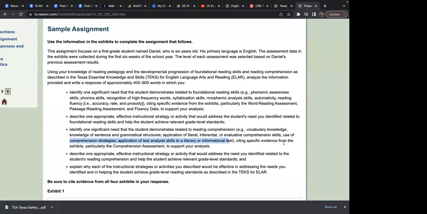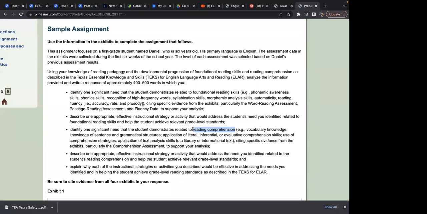citing specific evidence from the exhibits. Again, there's exhibits, particularly a comprehension assessment, because this one is all about reading comprehension. Comprehension is just a fancy word for understanding. Did they understand what they read? And they won't understand what they read if they don't have good vocabulary knowledge and they don't have a way of deciphering unfamiliar words, decoding new or unfamiliar words, right? They're just not going to understand.